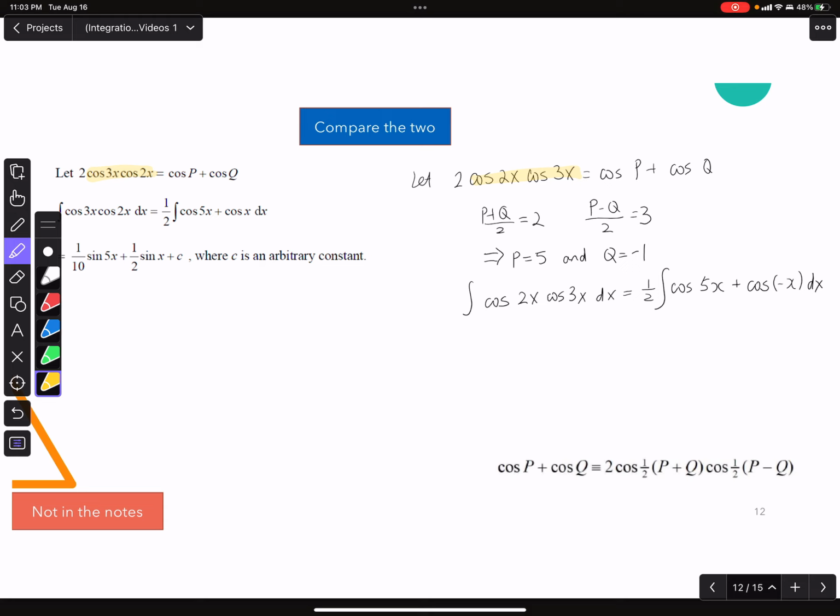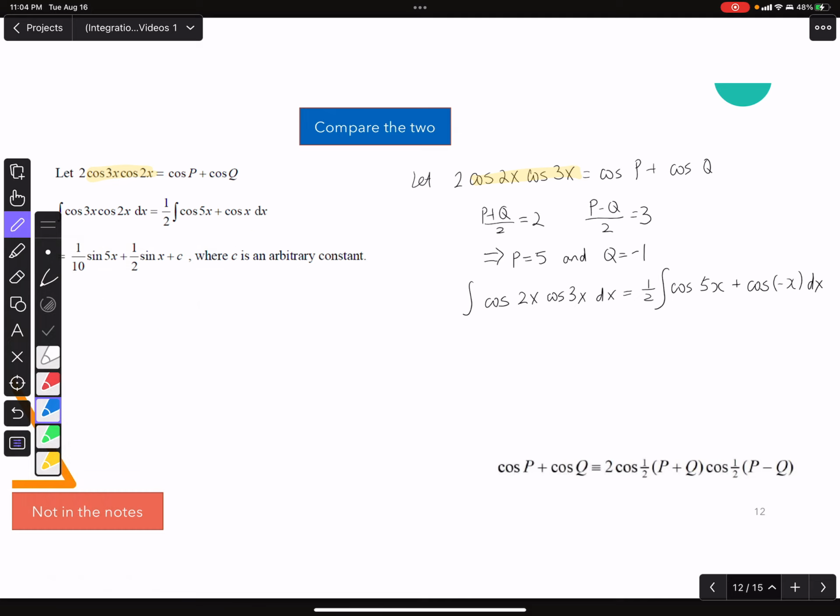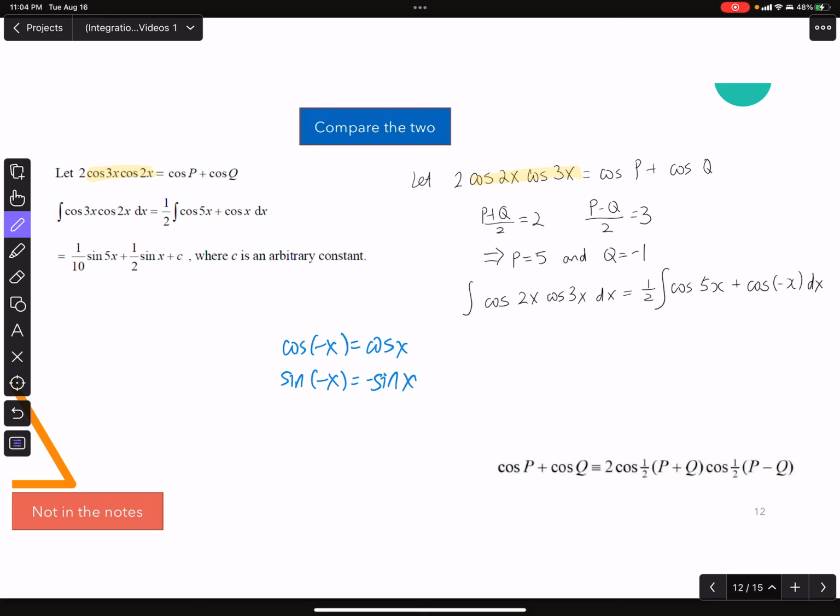But if you just take the first thing you see to be p plus q over 2, then you realize that you will get a negative answer for q, which is fine. But generally you don't like negative answers because it complicates things. For example, if I get to here, you get cosine negative x, but you need to realize that cosine negative x is actually cosine x. This is a property. We'll go through this now. For example, you might get sine negative x, and then there's negative sine x.